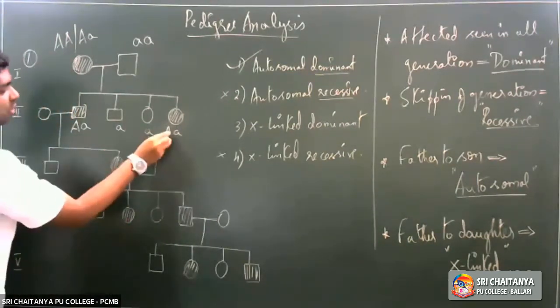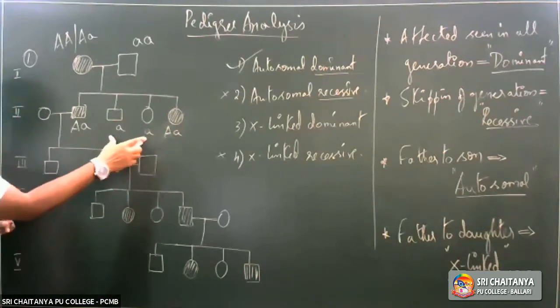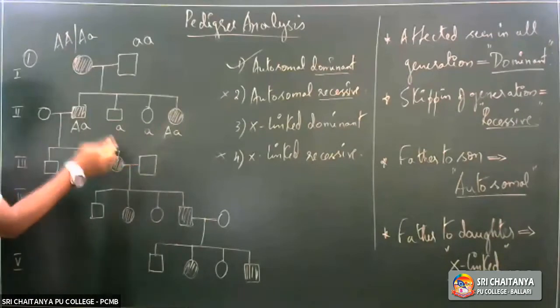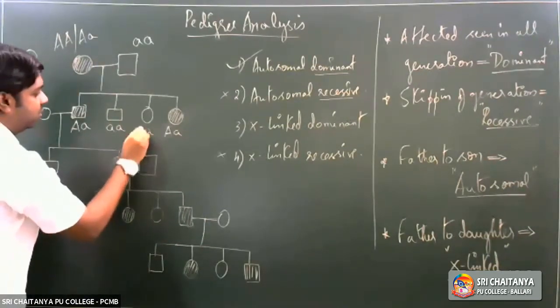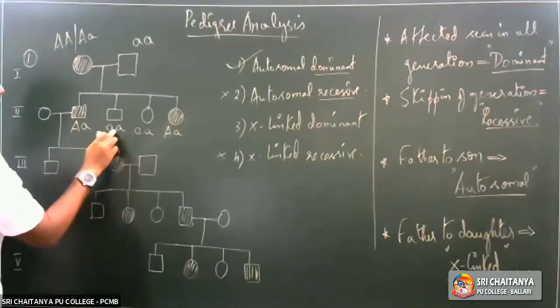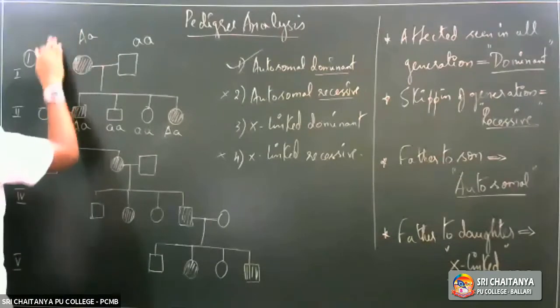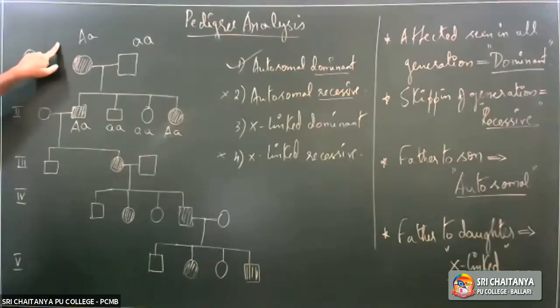Now what about these two conditions? The second child and the third child are normal. Since they are normal, their genotype should be recessive, so the mother should give a recessive allele. So a recessive allele comes here and a recessive allele comes here. Since the mother is giving both dominant and recessive alleles, her genotype would be capital A and small a. The mother is heterozygous dominant.